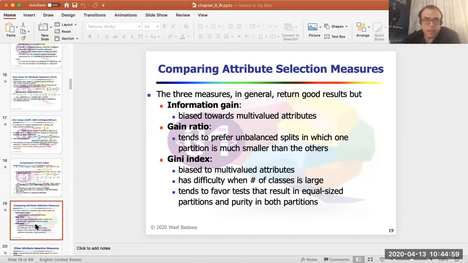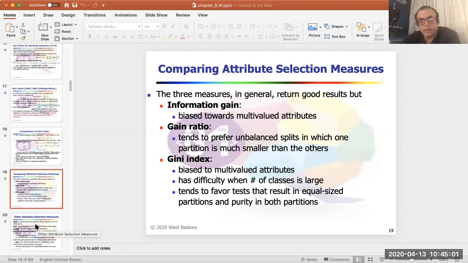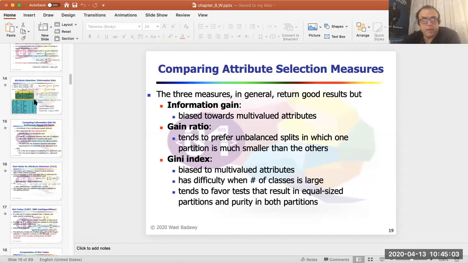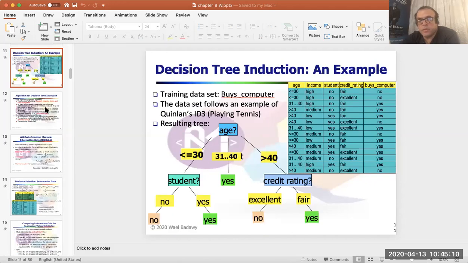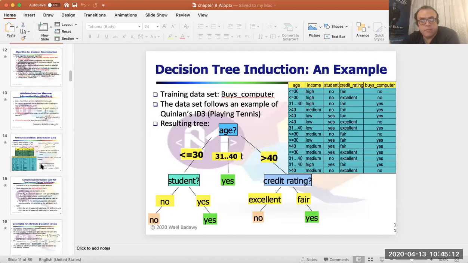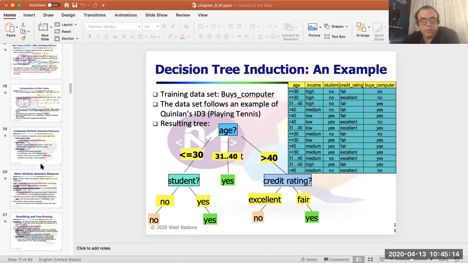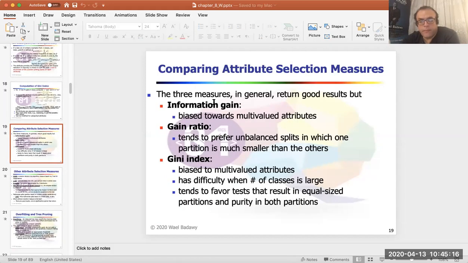Always the question is, how do we expect to have a question here? It's basically giving one example like this example, which is basically the same table as this one. It will say, given this table, please compute information gain, compute gain ratio, and Gini index.